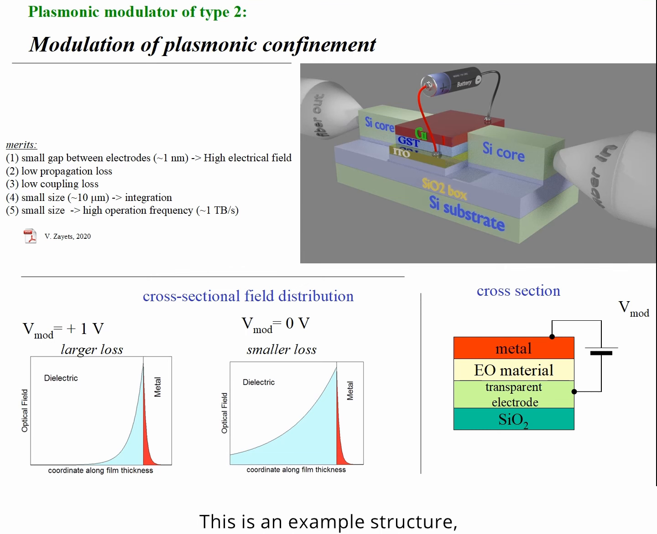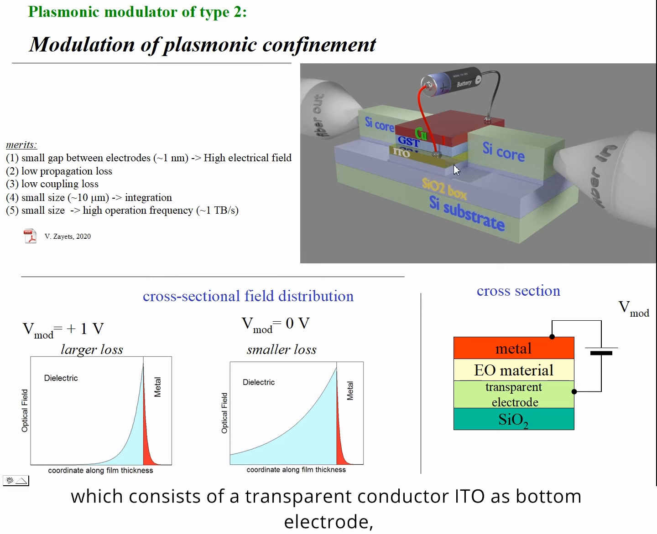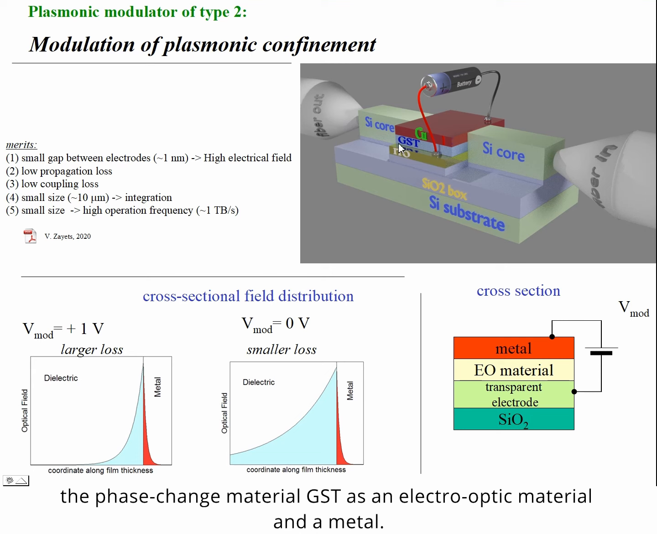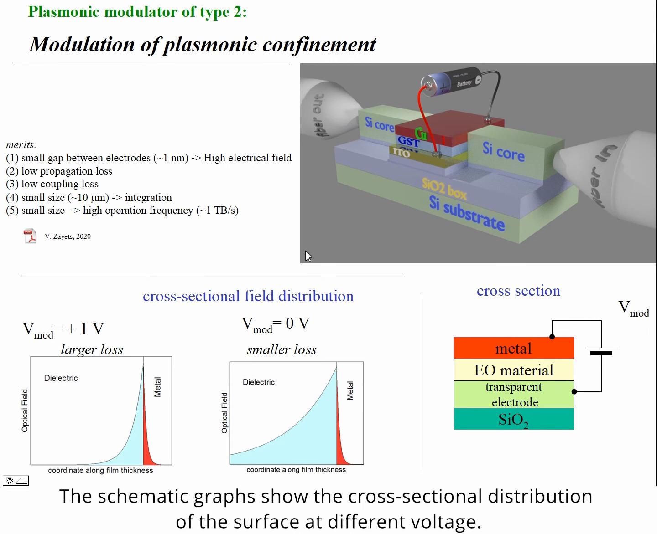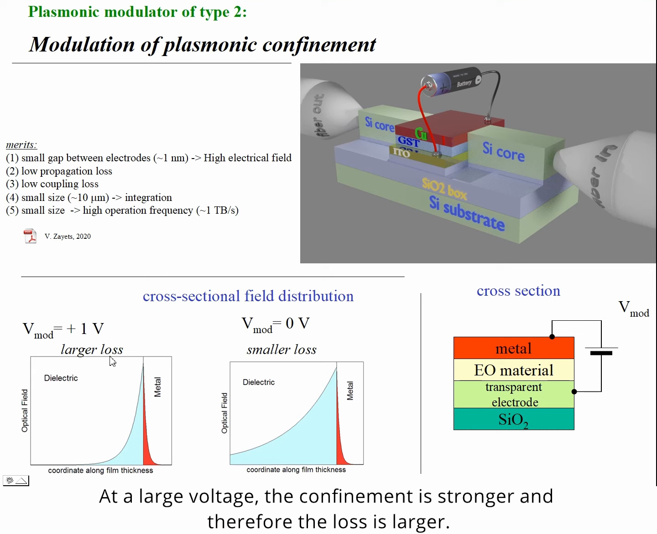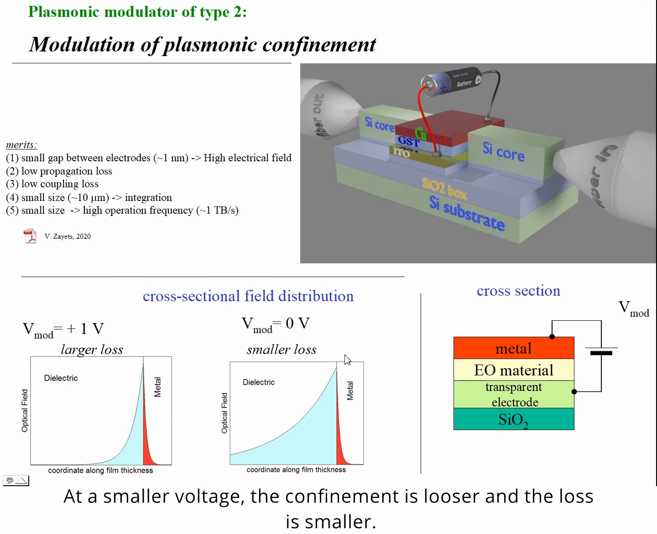This is an example structure which consists of transparent conductor ITO as bottom electrode, the phase change material GST as an electro-optical material and metal. The schematic graph shows the cross-sectional distribution of the surface plasmon at different voltage. At larger voltage, the confinement is stronger, and therefore the loss is larger. At smaller voltage, the confinement is looser, and the loss is smaller.